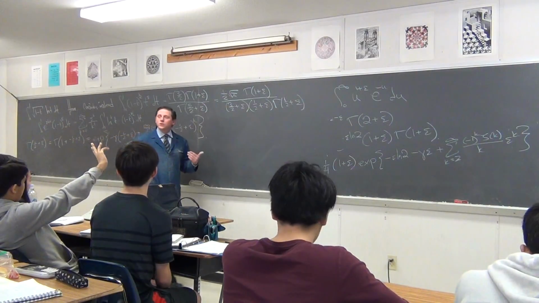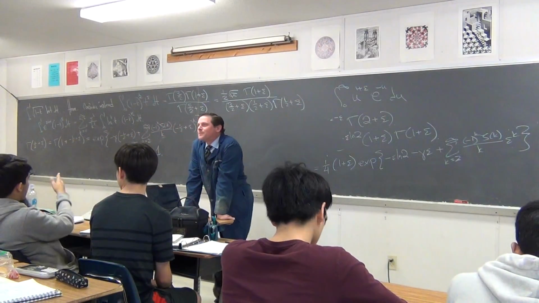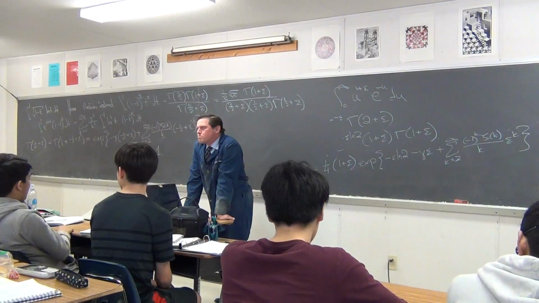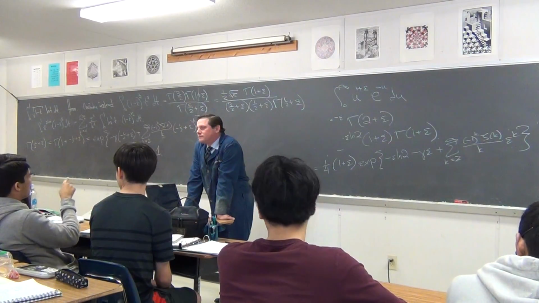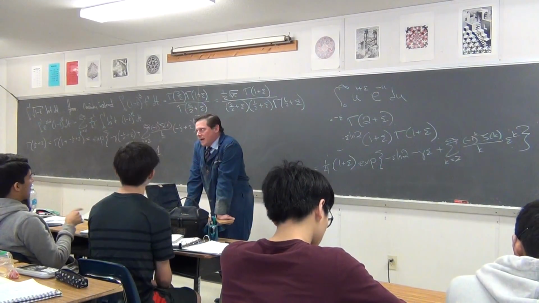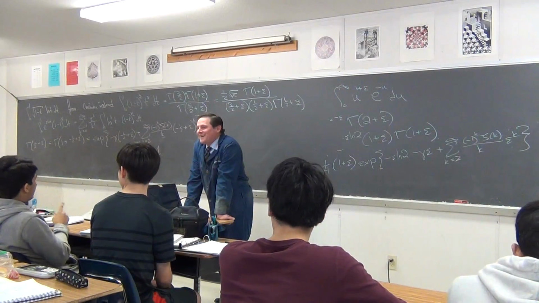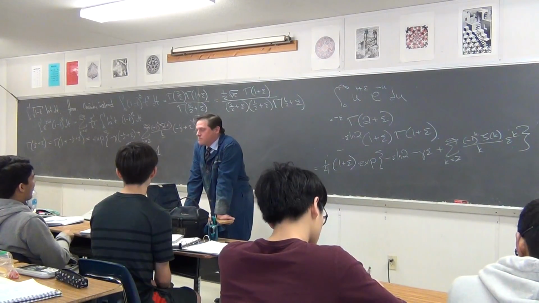So what we need to do, yes, sir. Could we use an expansion like this to find out the sum of all of zeta of k over 2 to the k, and the sum of all of those?